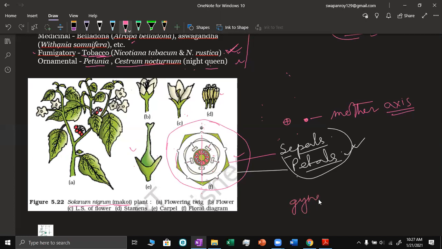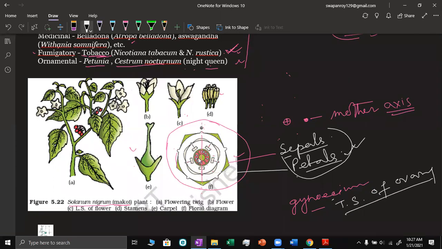Gynoecium is represented by the TS of the ovary.